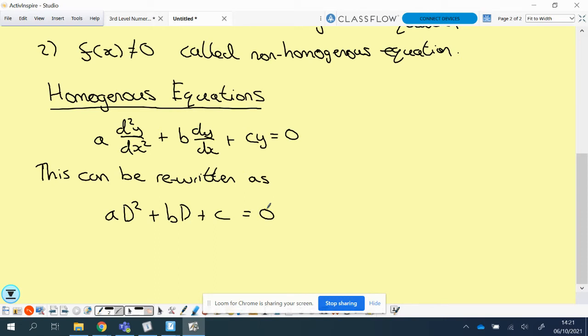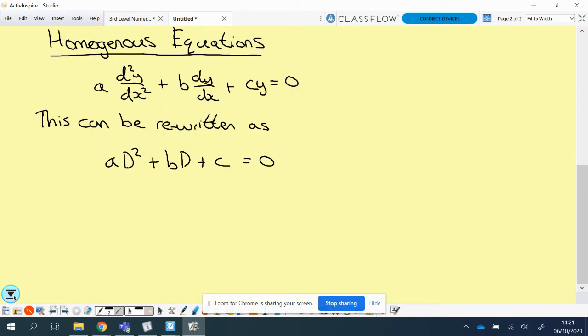Equals 0. Now we know from National 5, if I was to solve something like this, you'd have seen it a lot with x's, there's 3 different possibilities of roots you get with these equations. So we know there's 3 possibilities.